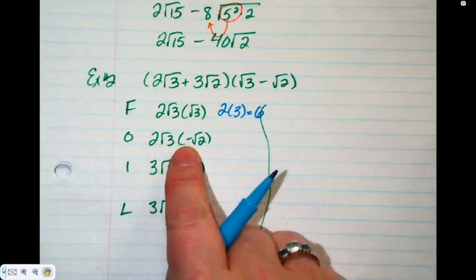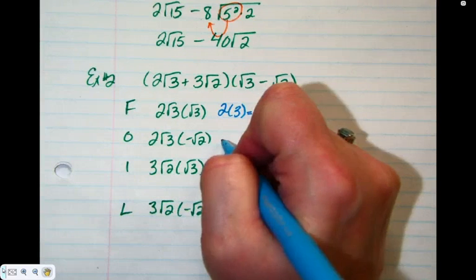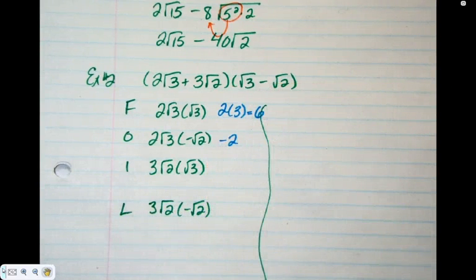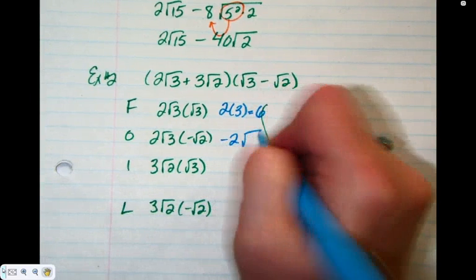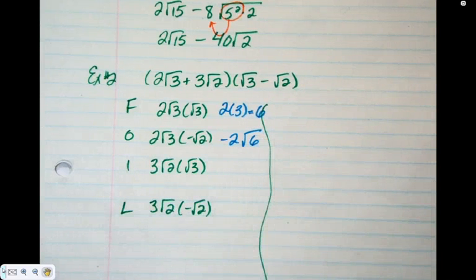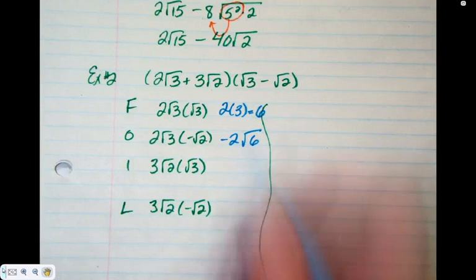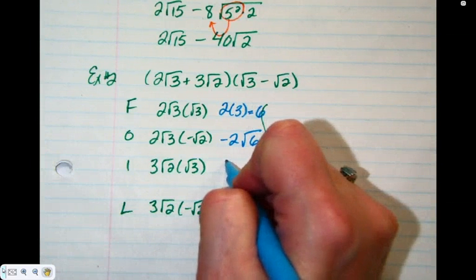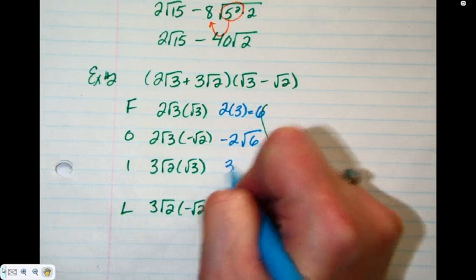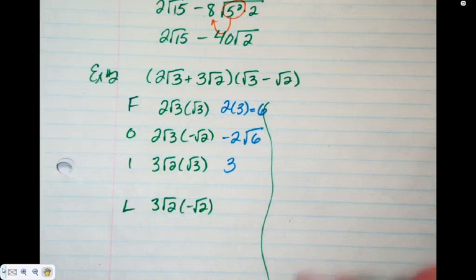2 times negative 1, negative 2. Root 3 times root 2, root 6. 3 times imaginary 1. Root 2 times root 6, or root 3. Ooh, I told you the answer.